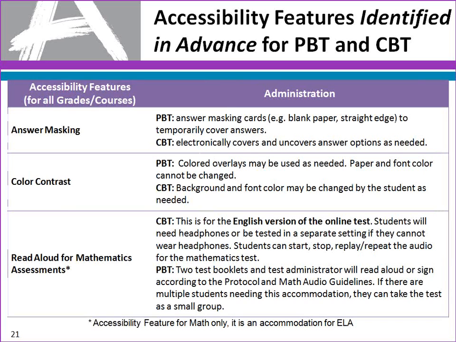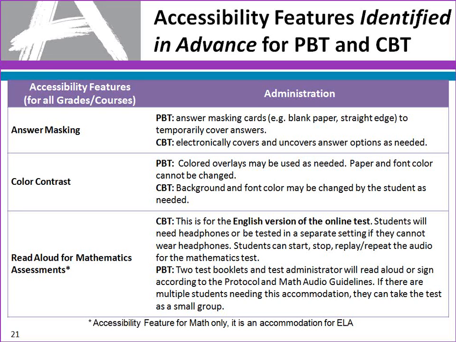These are the accessibility features that need to be identified in advance. There are 3 of them: answer masking, color contrast, and read aloud for mathematics assessments. So the answer masking, for the paper-based tests, you see PBTs for paper-based and CBTs for computer-based. Again, they're equivalent. You could use the masking cards, you could use blank paper to temporarily cover answers. For the electronic online version, there's actually a student-directed feature where they can cover those answers as they need to.